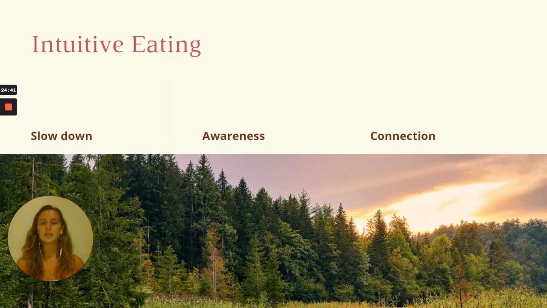So what colors of food, what types of vegetables, what types of fruits, what combination of foods feels good for you. Are you attracted to warm foods or cold foods? And noticing that and just breathing into and accepting that.